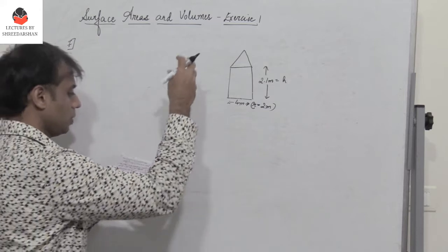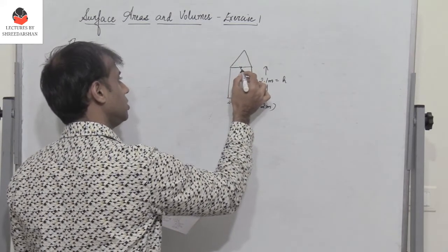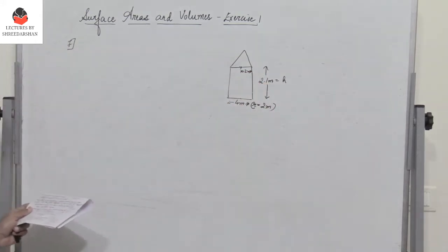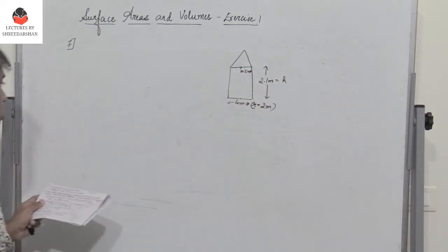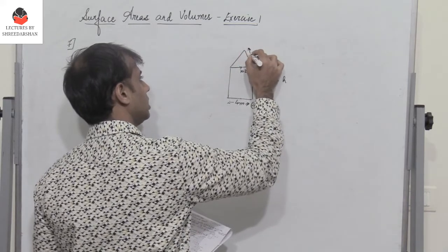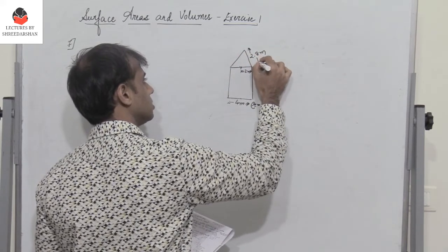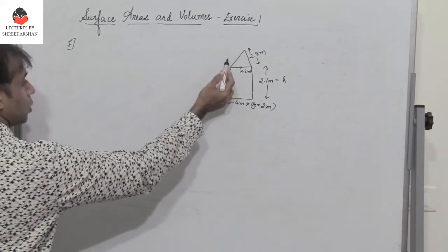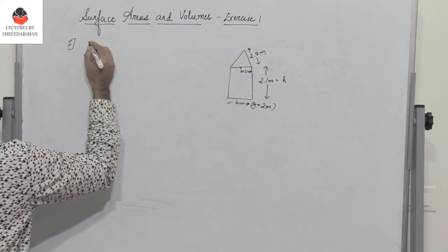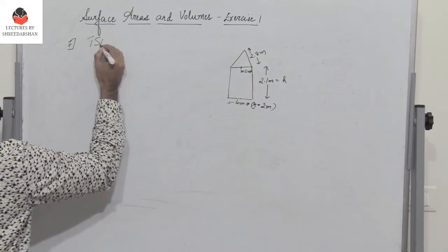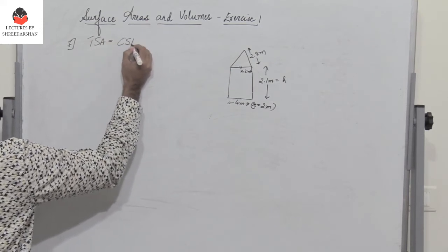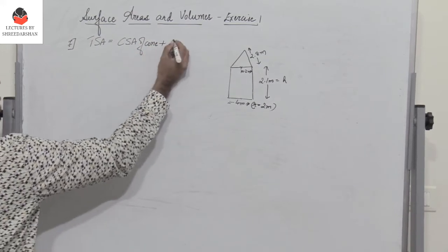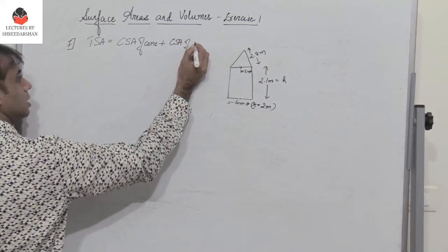And then on top is the cone. Of course the radius of the cone will also be 2 meters, and the slant height given is 2.8 meters. So I need to find the curved surface area of the cone as well as of the cylinder. So the total surface area is the curved surface area of the cone plus the curved surface area of the cylinder.